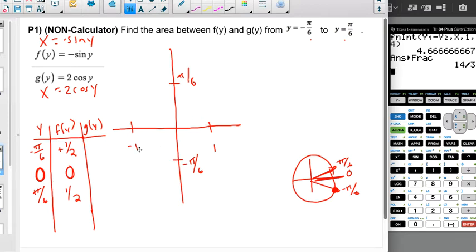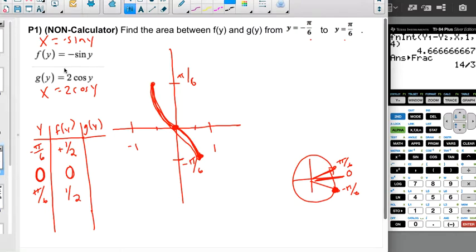So here's my negative half and my positive half. When I plug in negative pi over 6, I'm supposed to get an x-coordinate of 1/2. Then when I plug in 0, I get 0. When I plug in pi over 6, I get negative 1/2. So this graph, and it doesn't have to be perfect, looks something like this.